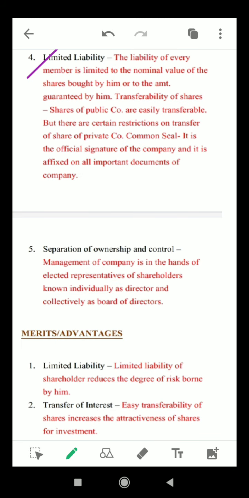Then fourth is limited liability. The liability of every member is limited to the nominal value of the shares bought by him or to the amount guaranteed by him. So the shares of a public company are easily transferable, but there are certain restrictions on transfer of shares of a private company. Common seal: it is the official signature of the company and it is affixed on all important documents of the company. So see, the liability of a shareholder is limited to the value of the shares they have purchased.